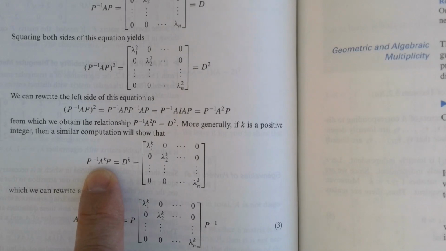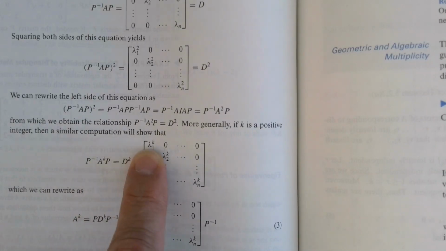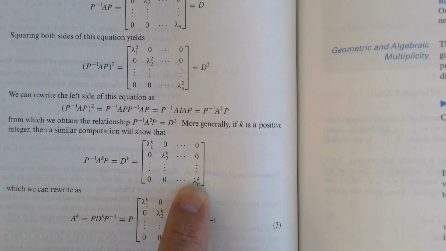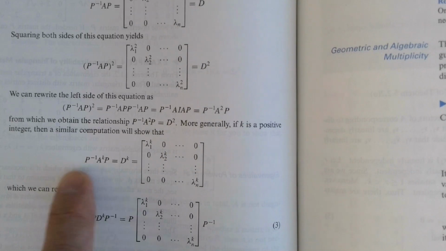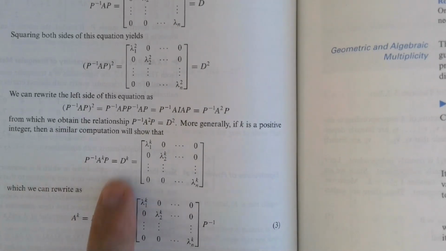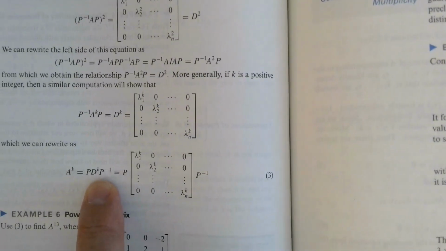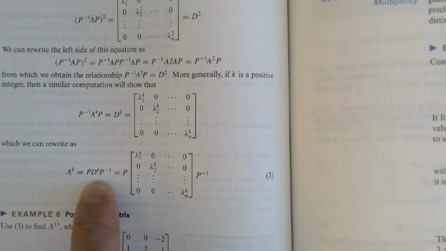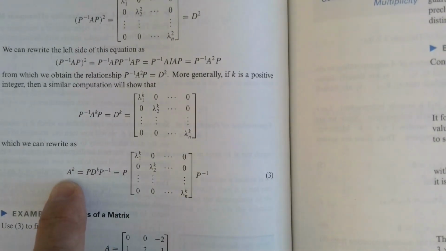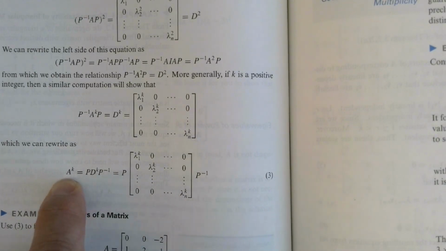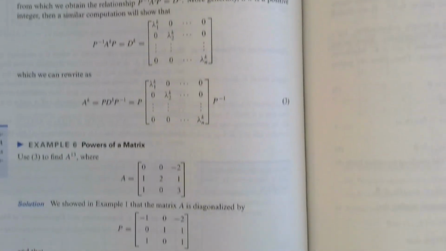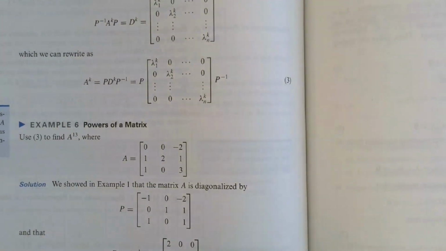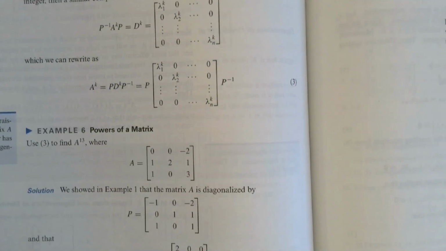P inverse A^k P is what? Just raising these main diagonal entries to the kth power. And I can solve for A^k by multiplying both sides by P on the left and P inverse on the right, and I get this. A to the k is equal to this. Now, here's the neat thing. If I want to find a large power of the matrix A, then it's much easier to do these calculations.